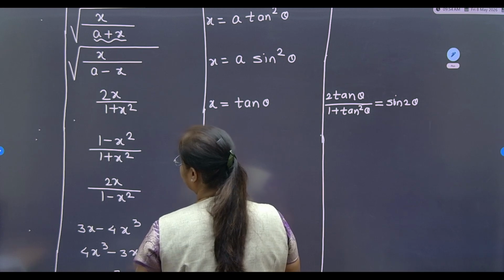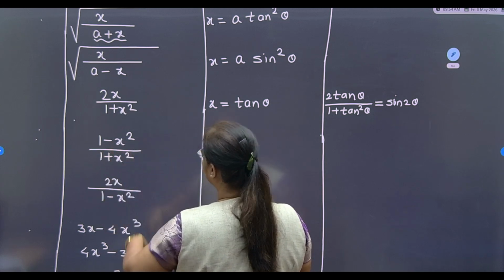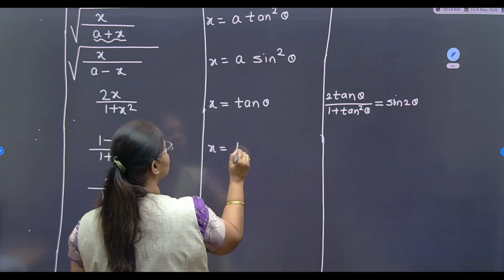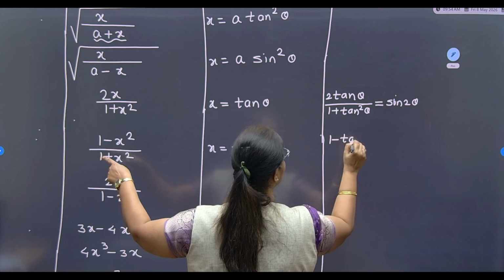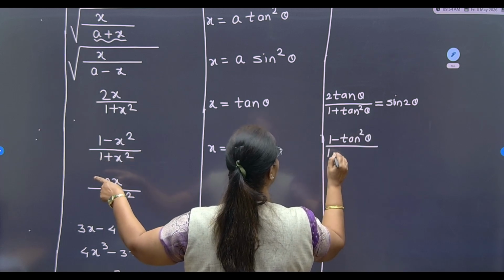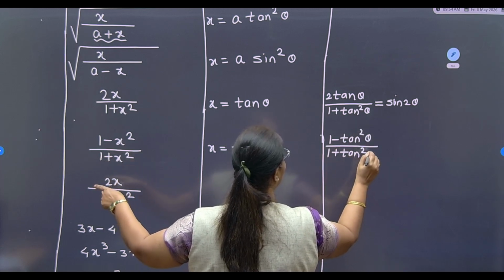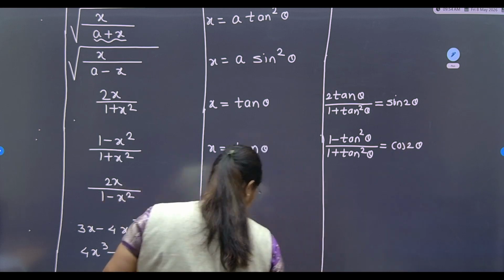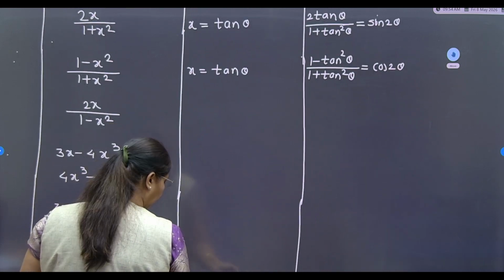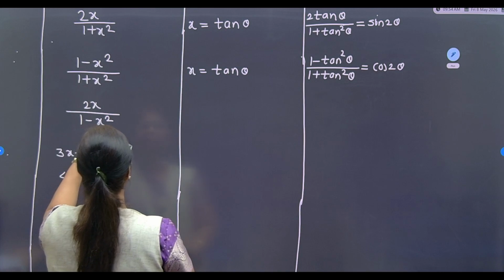Sin 2 theta. 1 minus x square upon 1 plus x square. Put x is equal to tan theta. Yes. Therefore here we get 1 minus tan square theta upon 1 plus tan square theta. And this is a formula of cos 2 theta. Okay, cos 2 theta.